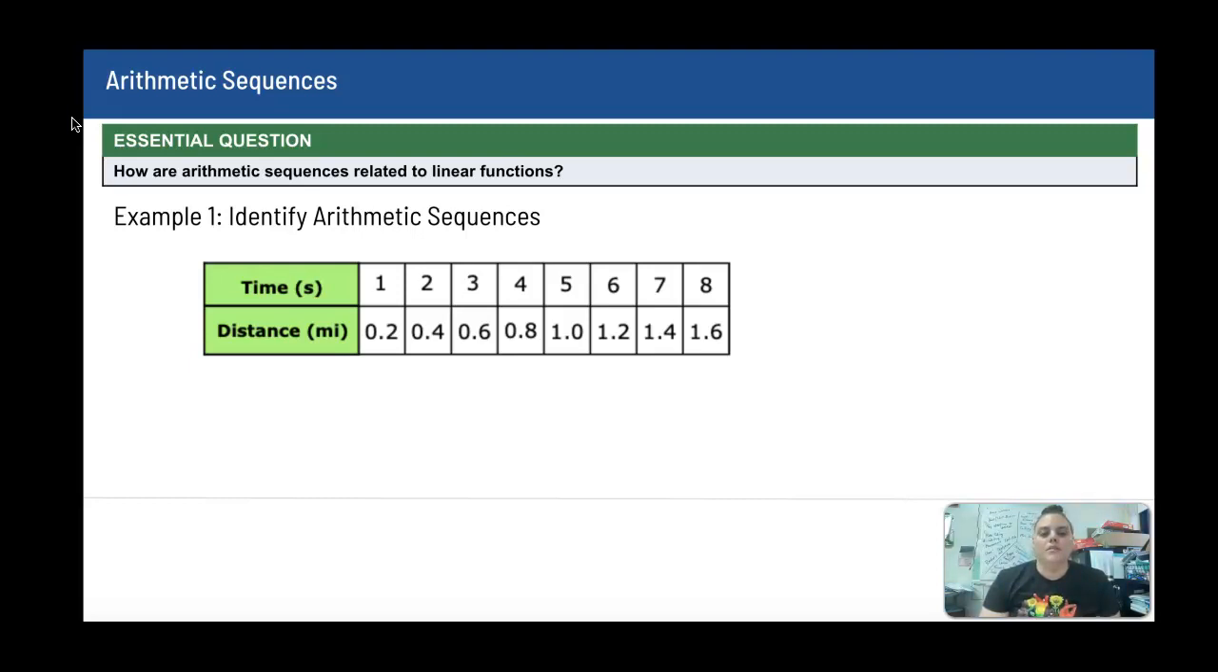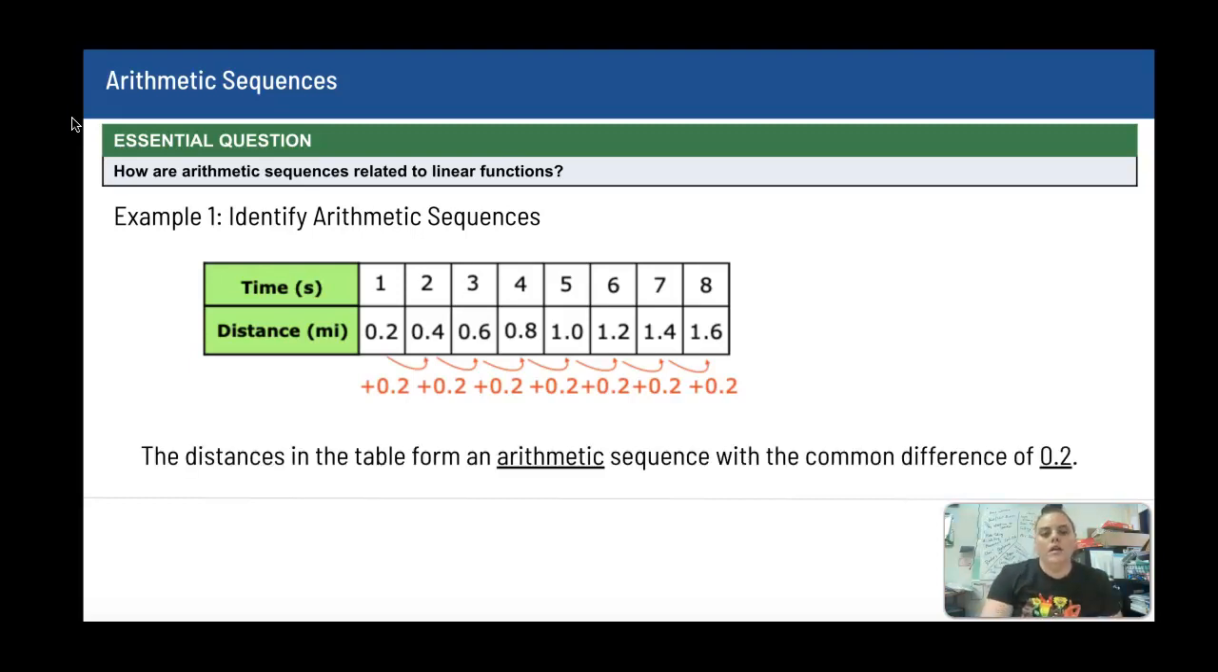And what we want to do is look at how it is changing from one term to the next. So we look at it like this, and we can see that it is increasing by 0.2 each time we go over. So the distances in this table do form an arithmetic sequence with a common difference of 0.2. Again, because it has that same amount, it's an arithmetic sequence, and that amount is our common difference, 0.2.